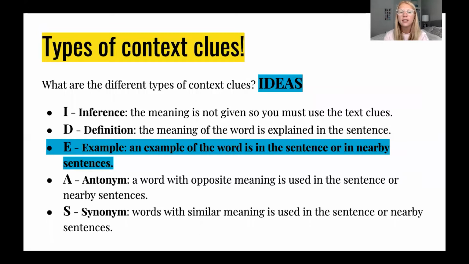I standing for inference. The meaning is not given, so you must use the text clues. D standing for definition. The meaning of the word is explained in the sentence. E, example, what we're learning about today. An example of the word is in the sentence or nearby sentences. A, antonym. A word with opposite meaning is used in the sentence or nearby sentences. And S, synonym. Words with similar meaning are used in the sentence or nearby sentences.